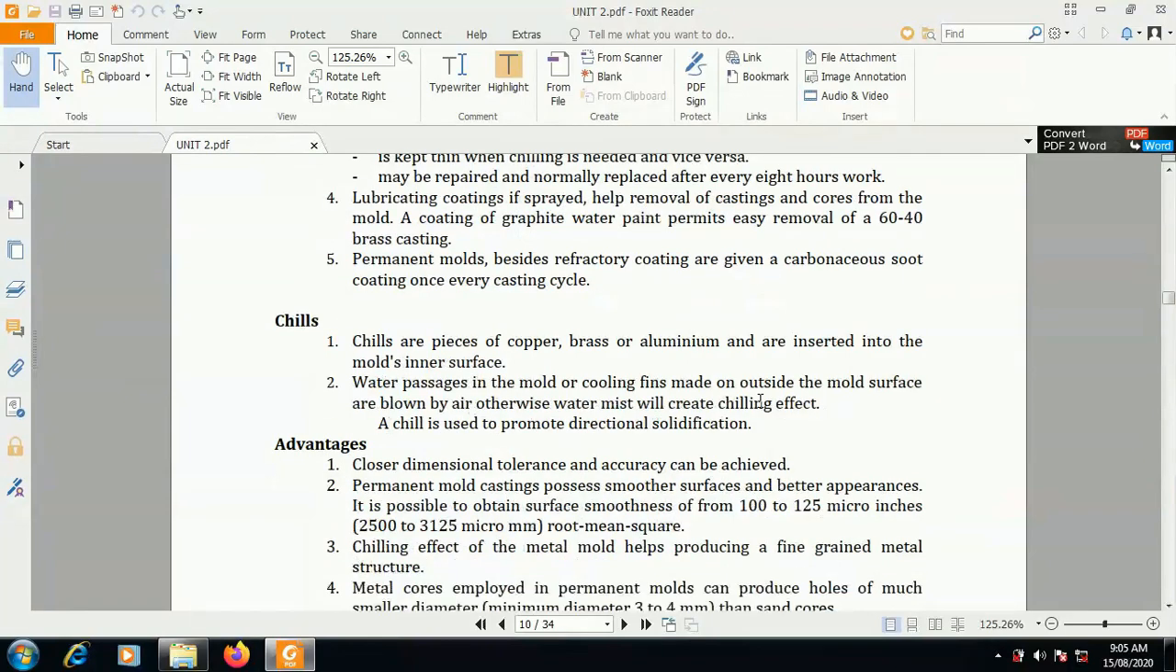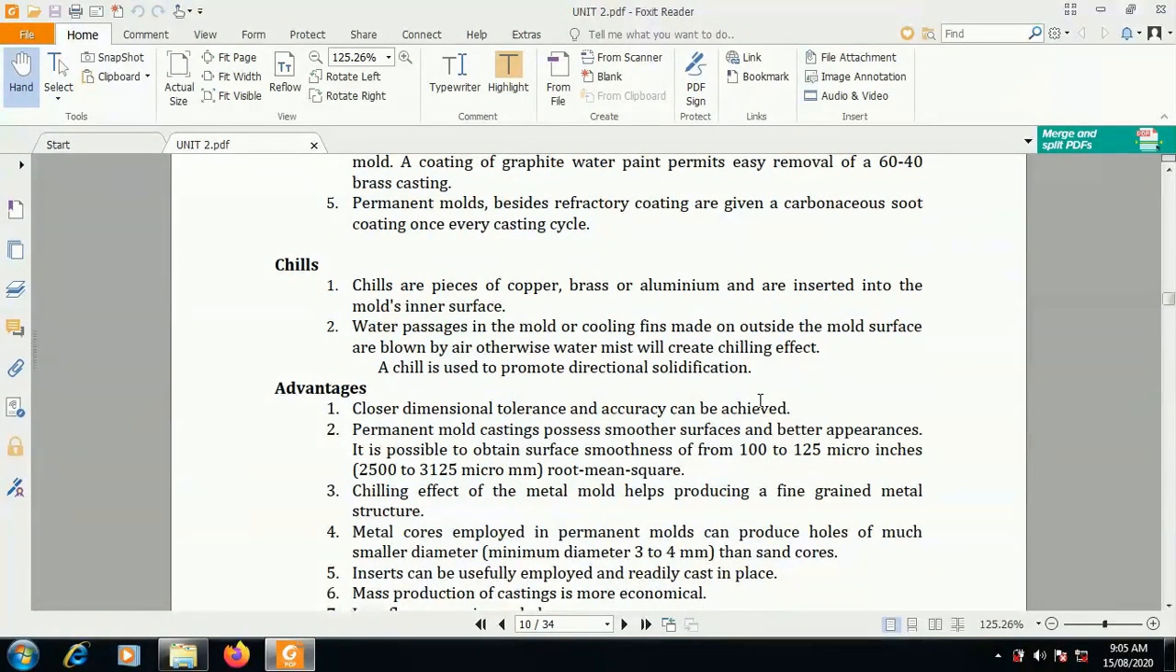Close dimensional accuracy you can achieve by using this permanent mold casting. We will see its advantages. A smoother surface finish and better appearance of the cast part is achieved by this process. You will get a surface finish of the order of 100 to 125 microns by using this technique.